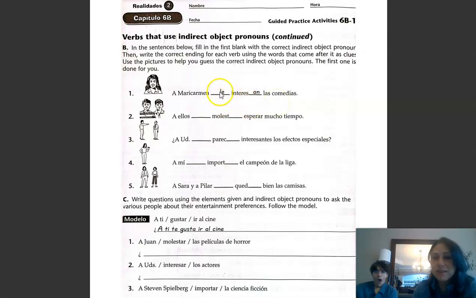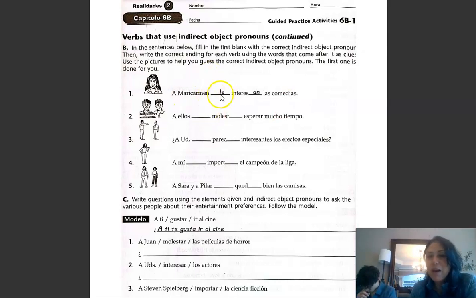So many people look at this and think, oh, le is singular, so interesa. And they make this singular, but the subject is not le. The subject is comedias, which is plural, so it had to be interesan. All right, just think, oh, it comes after it. I got to look at what's being interested, what's being liked, what is it that is being fascinated. Whatever, loved, liked, important, seems. Anyways, you get the gist.